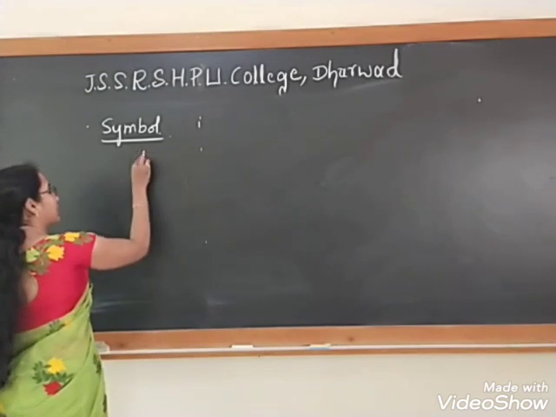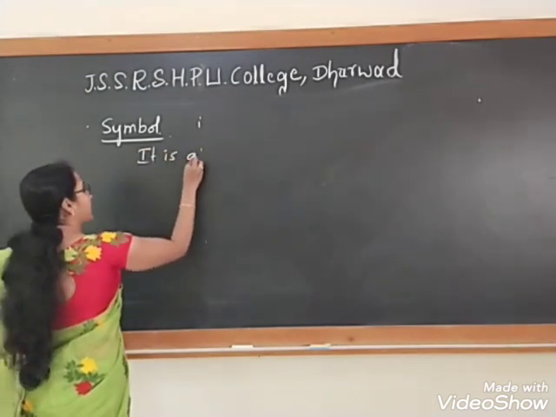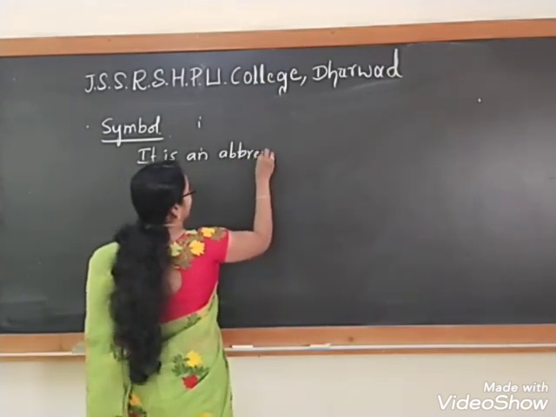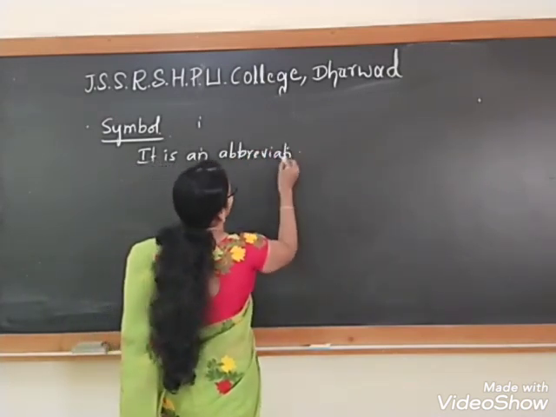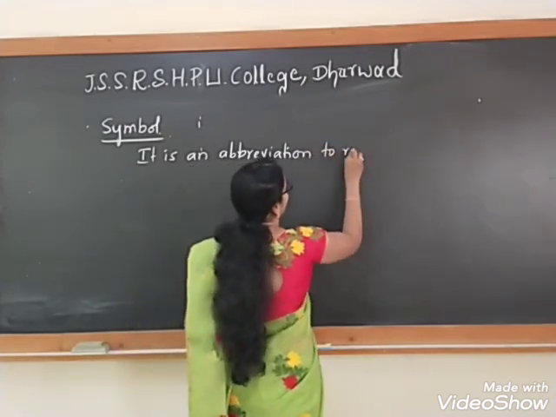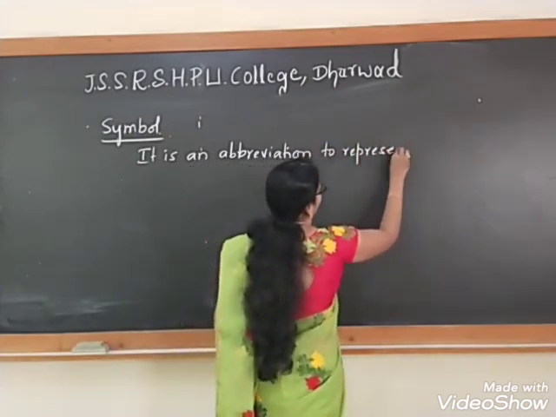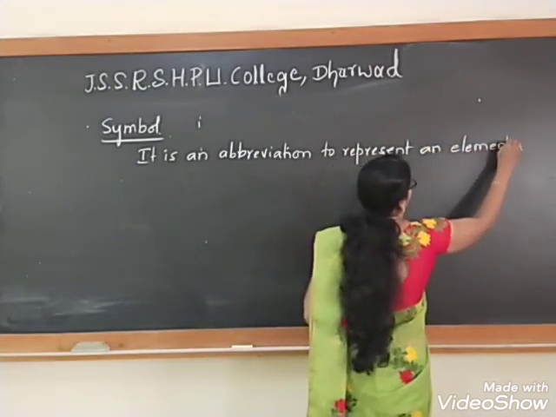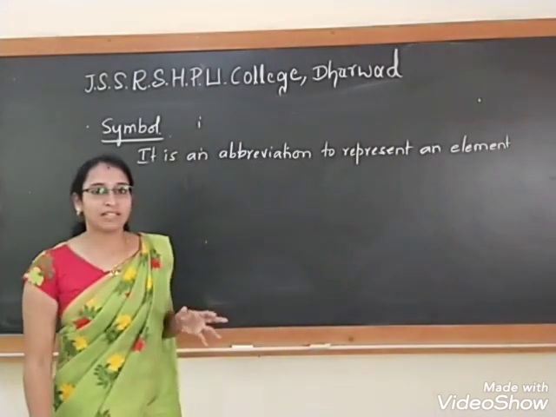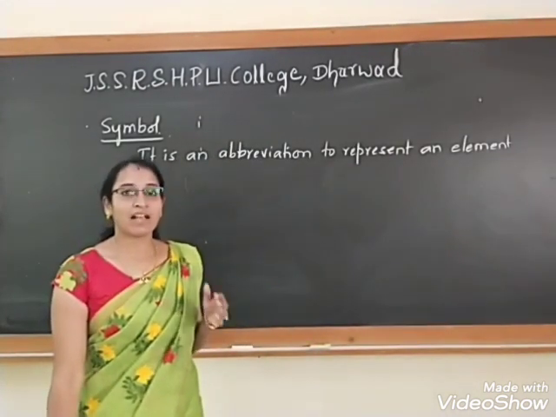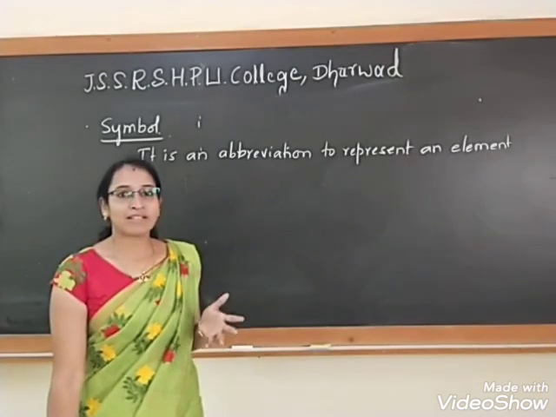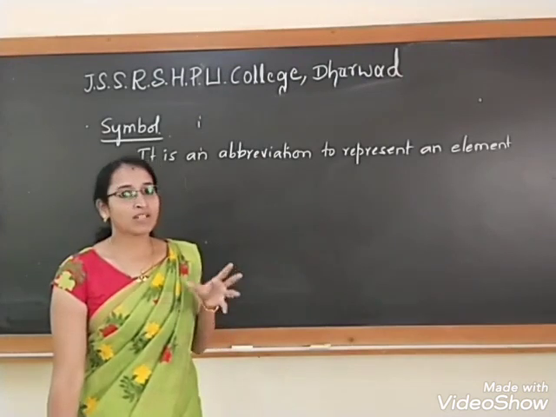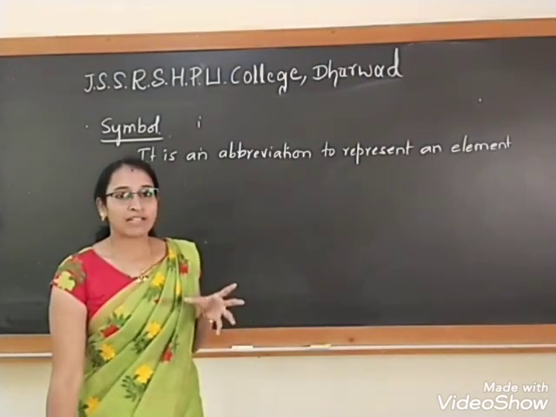So symbol is nothing but an abbreviation to represent an element. How many elements are there in the periodic table? 118 elements are there and each element has one symbol. Okay. So symbol andre artha enu?